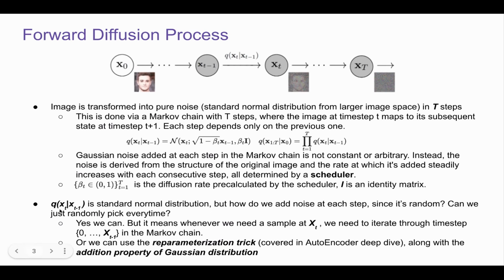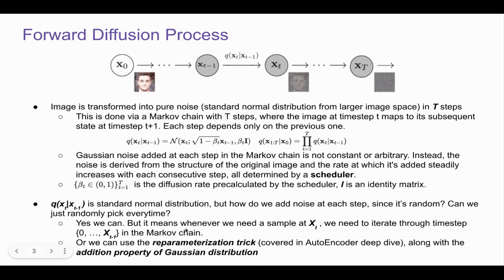That's it. If q given xt minus 1 of xt is a standard normal distribution, how do we add noise at each step since it's totally random? Can we just randomly pick every time? Say if we want to sample a noisy image at xt, can we traverse from x0 and randomly add noise at each step until xt?